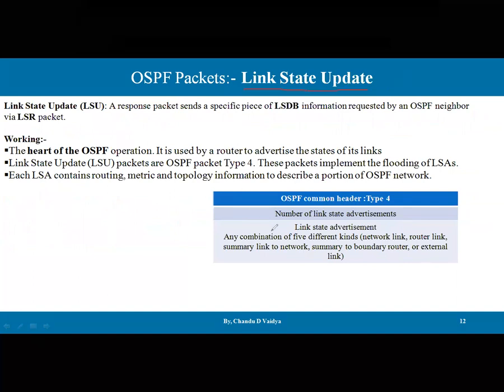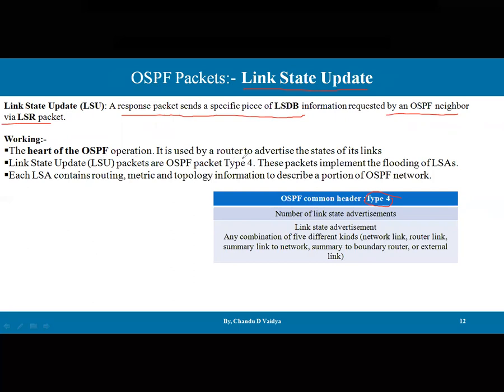Then this is the fourth message, the link state update message. This is the heart of OSPF messaging, guys. We have shown type 4, the link state update message or packet. It is a response packet sent with a specific piece of database description information requested by other OSPF neighbors via LSR. So it is the response to the request message.